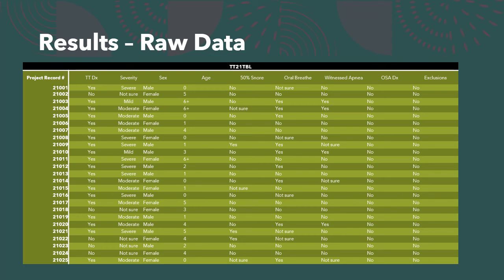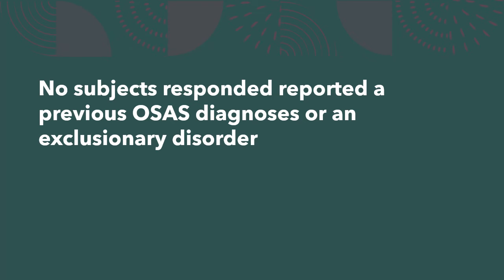This data was collected and sorted into an Access database for easy manipulation. 5 records were set aside for a sample group, as they were not diagnosed with tongue ties and they were dental patients. No subjects that responded reported previous obstructive sleep apnea diagnoses or an exclusionary disorder such as dwarfism, Down syndrome, or any other disorder that affects the shape of the mouth or face.